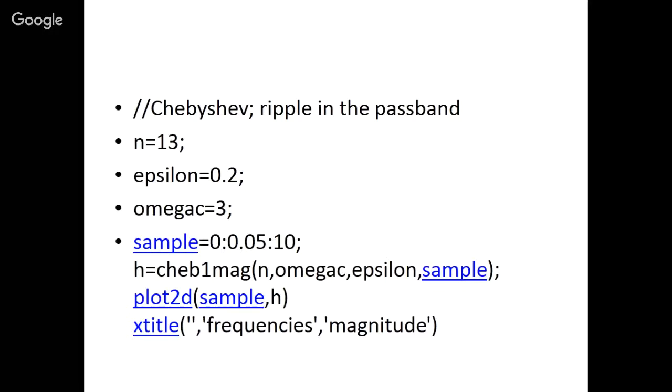So these are some programs that, depending on the type of the filter or the type of the command, you have to change the different parameters. And along with omega, here we write the epsilon also. Epsilon represents the ripples, and after that you can give the sample values.